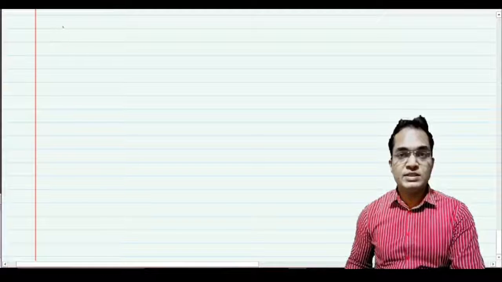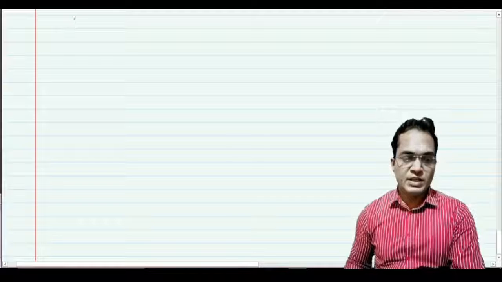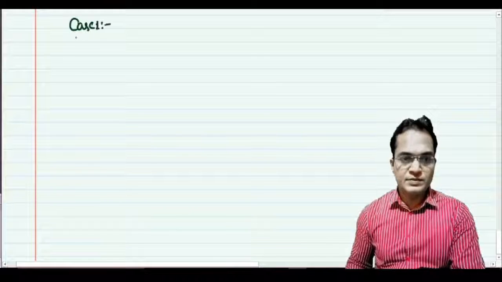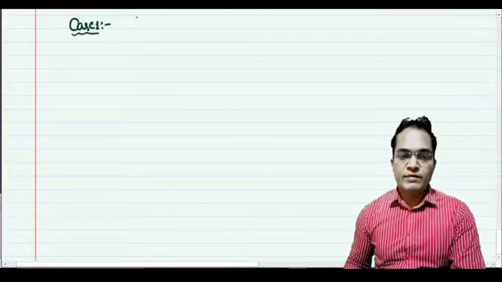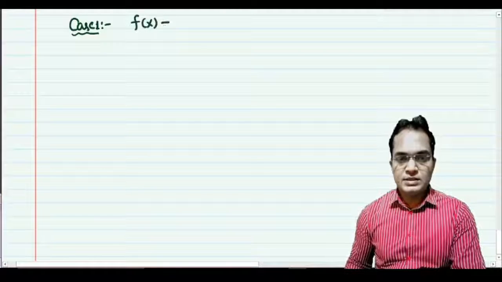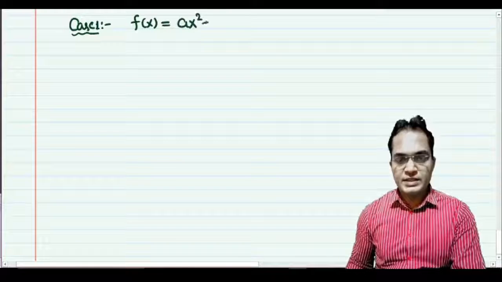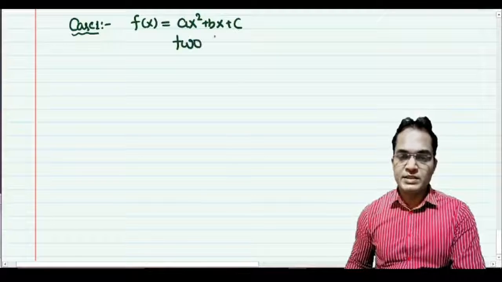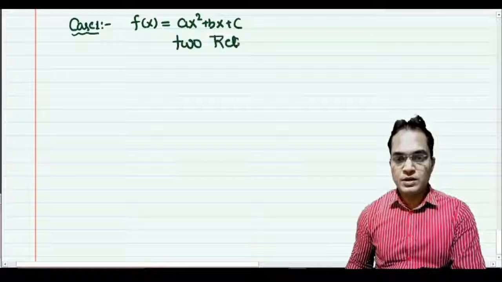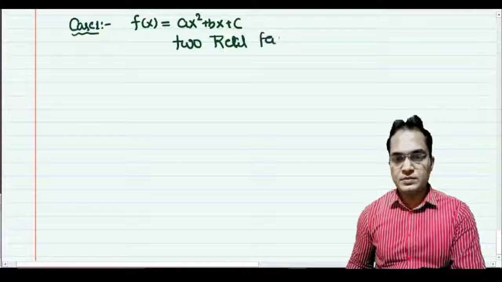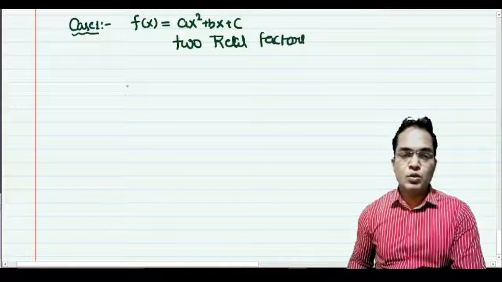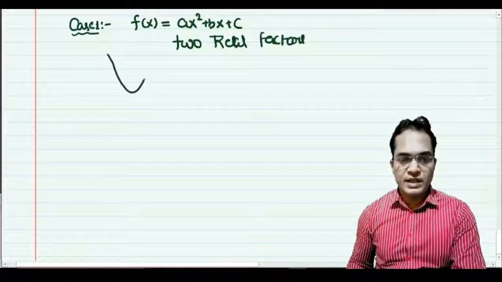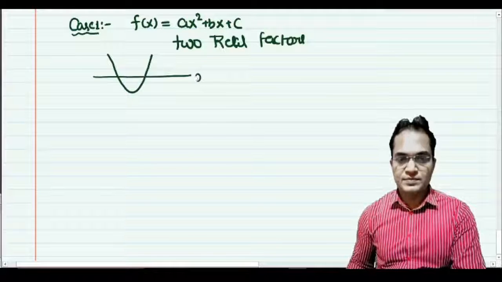Okay. Now we can summarize all these 3 points. There are only 3 cases. Case first. If f(x) is such that there are 2 real factors, then what is the nature of the graph? The graph is like this and the x-axis like this. This is the first figure.